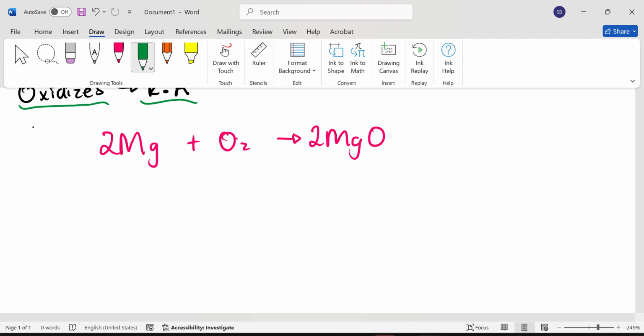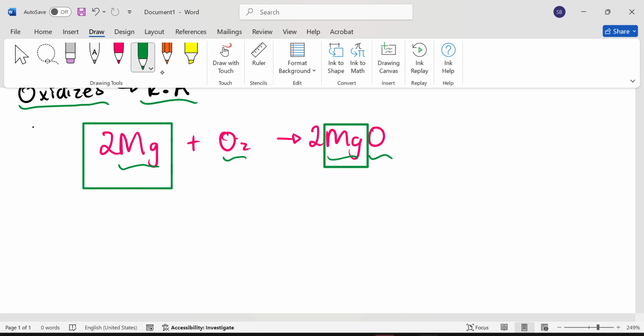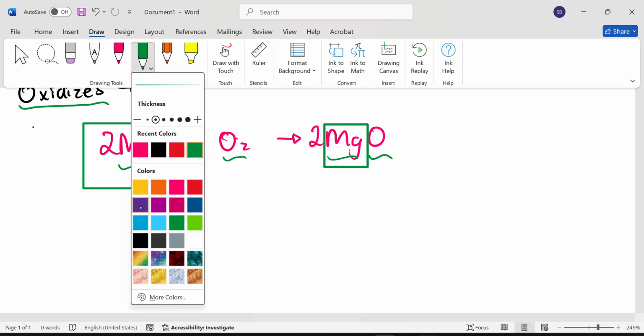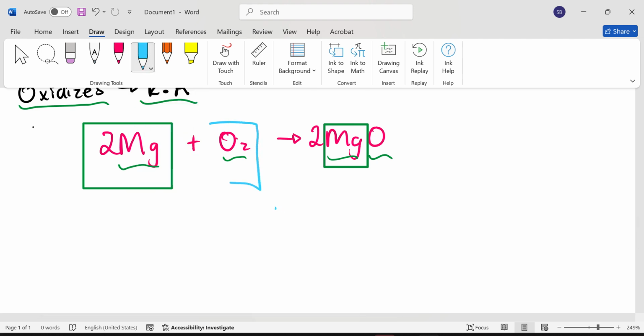Now, we speak about what we call oxidation numbers. So in this particular case, you'd be looking at the oxidation number of magnesium and oxygen. What I basically mean is magnesium on its own, and magnesium being in magnesium oxide. That's what we focus on. We also look at oxygen on its own, and we also look at oxygen when it's in magnesium oxide.